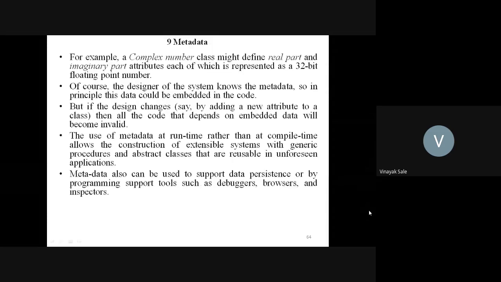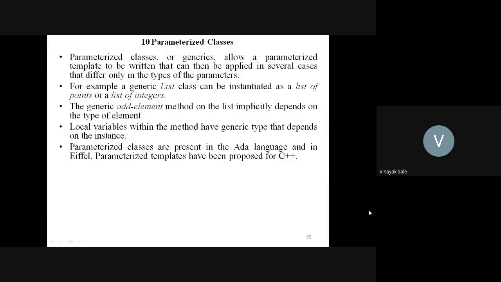or by programming support tools such as debuggers, browsers, and inspectors. Then 10th is parameterized classes. Parameterized classes are generic, allowing a parameterized template to be written that can then be applied in several cases that differ only in the types of the parameters. For example, a generic list class can be instantiated as a list of points or a list of integers.